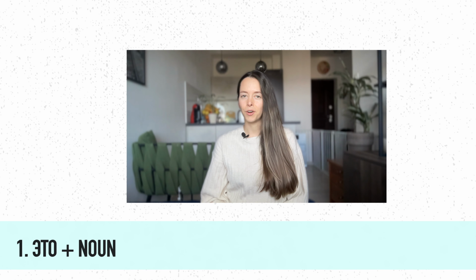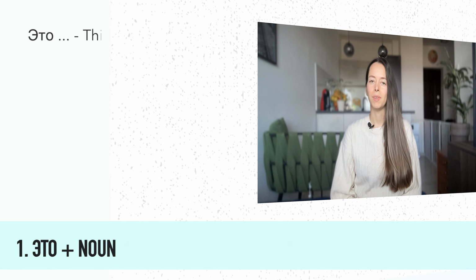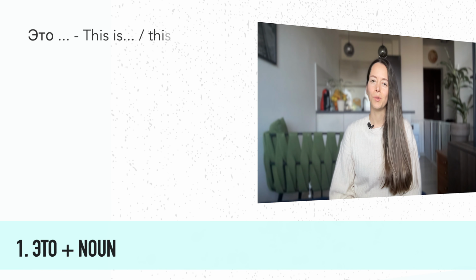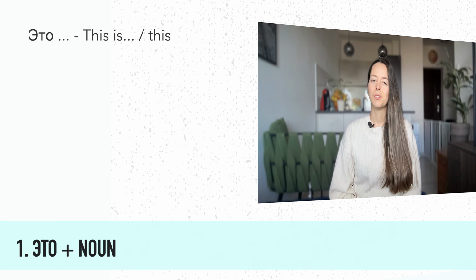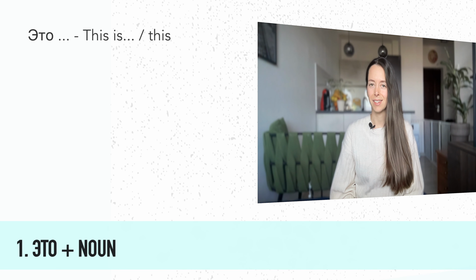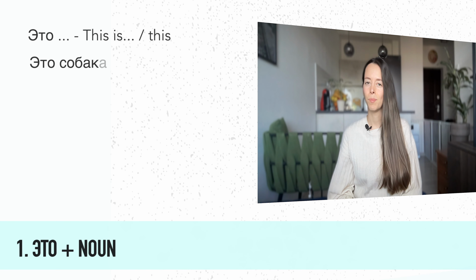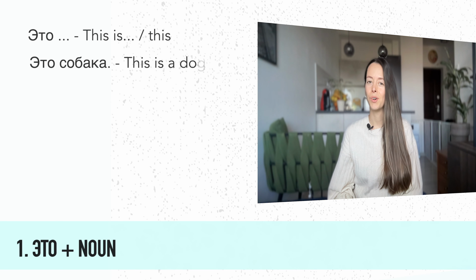And the first formula is это plus noun. You know that это means this is, or it can also mean this if used as a demonstrative pronoun. So by simply adding a noun, we can create a whole sentence. Это собака. This is a dog.